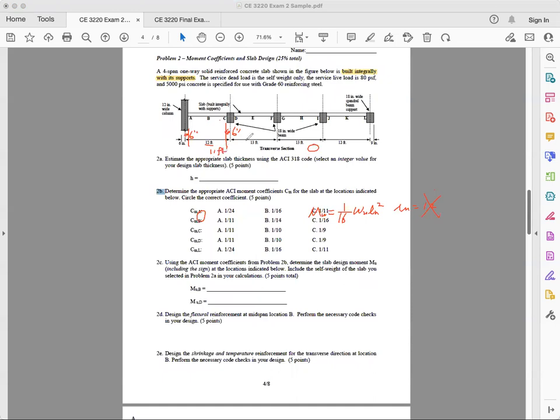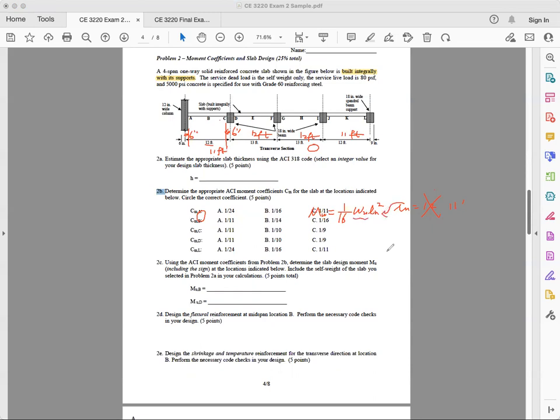Clear span here, 12 feet. And clear span here, 12 feet. Clear span here, 11 feet. Okay, don't forget. So this is actually 11 feet. All right, so first thing first, ln is 11 feet right here.